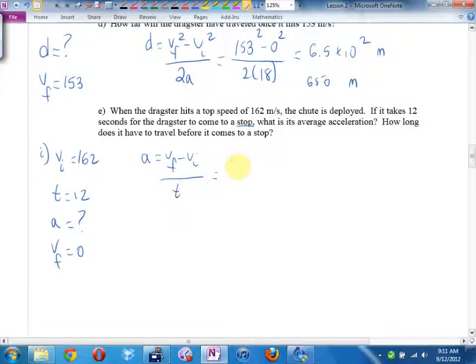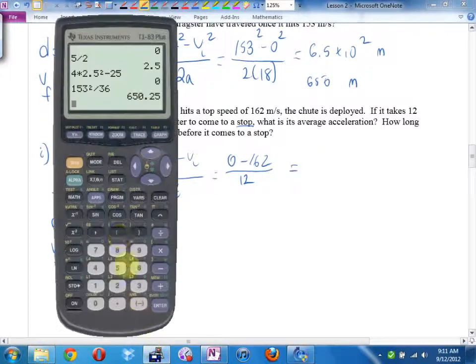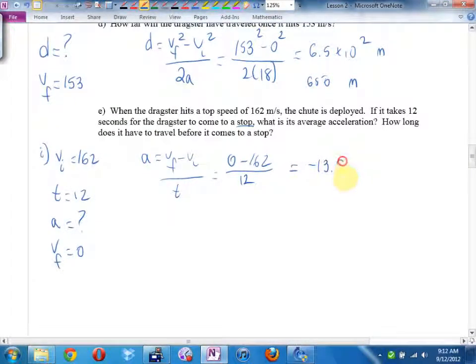Which is going to be 0 minus 162 divided by 12. And I get negative 13.5 meters per second squared. What's the negative telling us? We're slowing down. Not downwards, because we're not in free fall. We're accelerating backwards. Traveling forwards, accelerating backwards. One of the things kids, especially in Physics 11, have a tough time wrapping their brain around is you can be traveling in one direction and accelerating in the other direction, no problem.